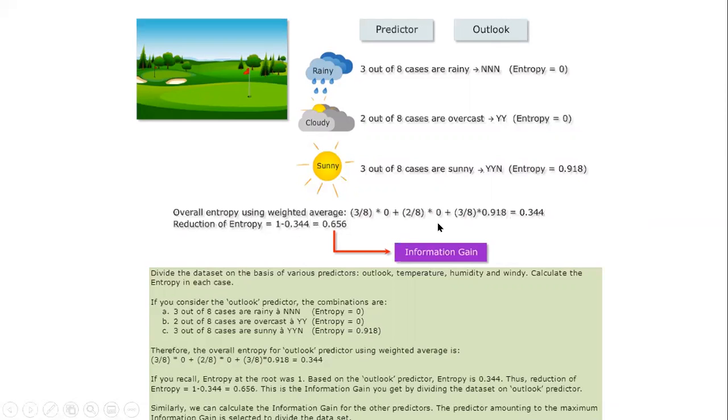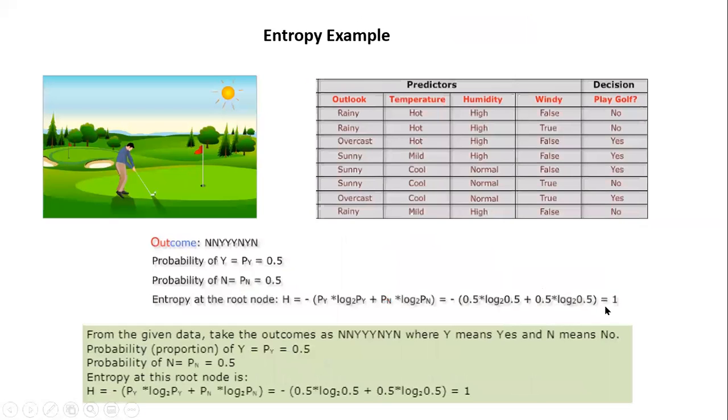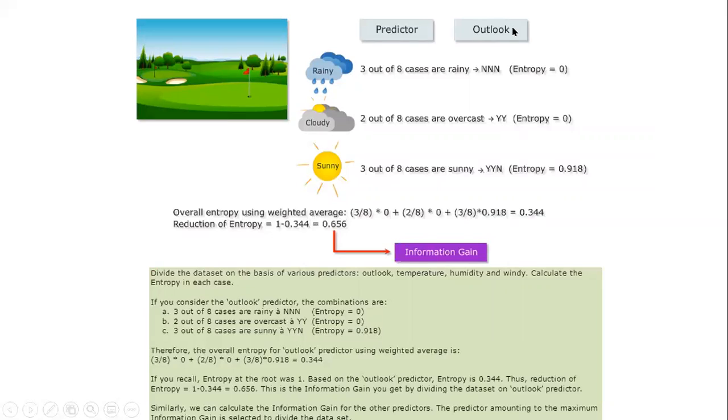Now, what is the reduction in entropy? Initially, my entropy here was 1, right, before starting anything. Now, if I choose Outlook, my entropy became 0.344. That means my entropy reduced by 1 minus 0.344. That is the information that I gained. Information gain is, if I choose Outlook, this much information I got about whether we can play or not. You can think of it this way.